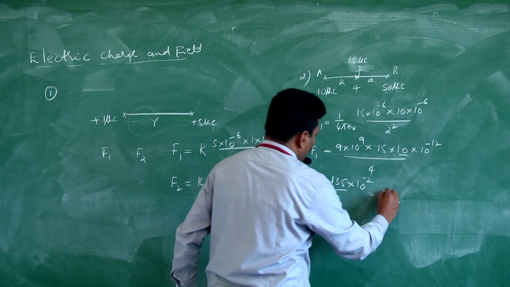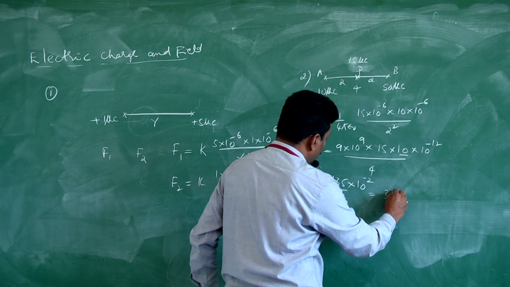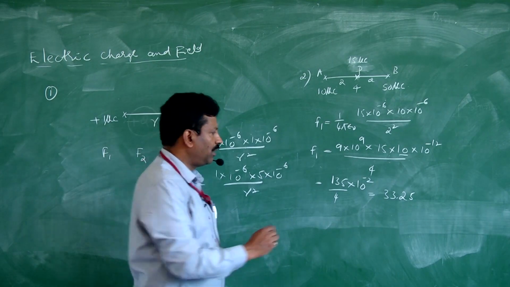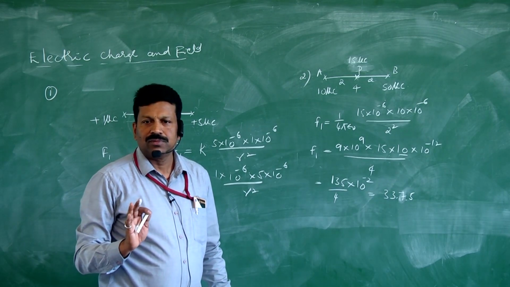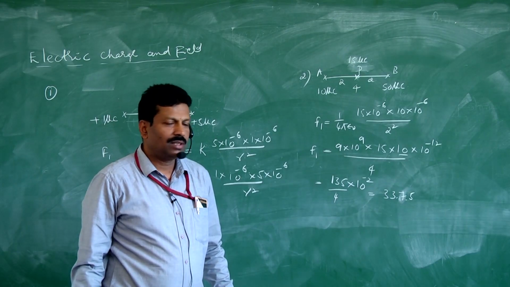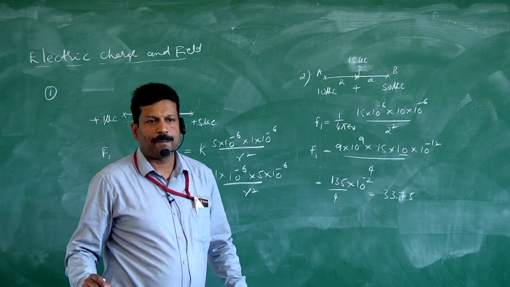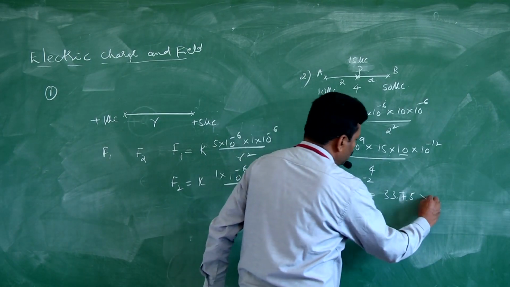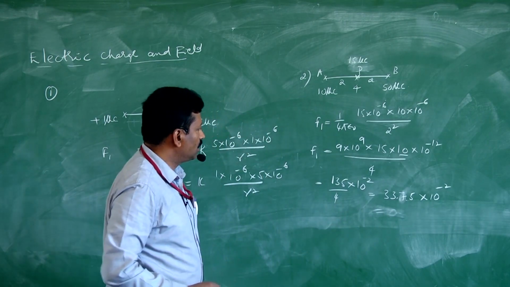How much is this? 4 3s are 12, and so on. We get 33.75. Don't use calculators, because in CET calculators are not allowed. Never use a calculator. Even if it is slow, practice that. Did you understand what I said? Don't use calculators. So 33.75 into 10 to the power minus 2, or else you can keep it as it is. It is so many newtons.